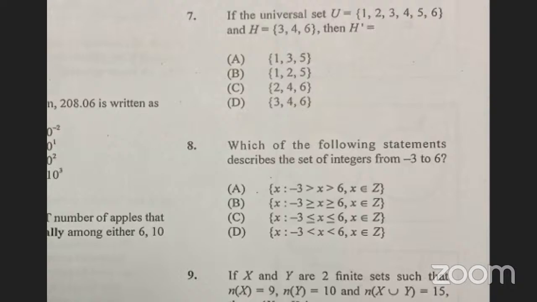Which of the following represents the set of integers from -3 to 6? Right, so it sounds like they're including them, right? -3 to 6, this is the symbol for integer. Right, so that'll be it.